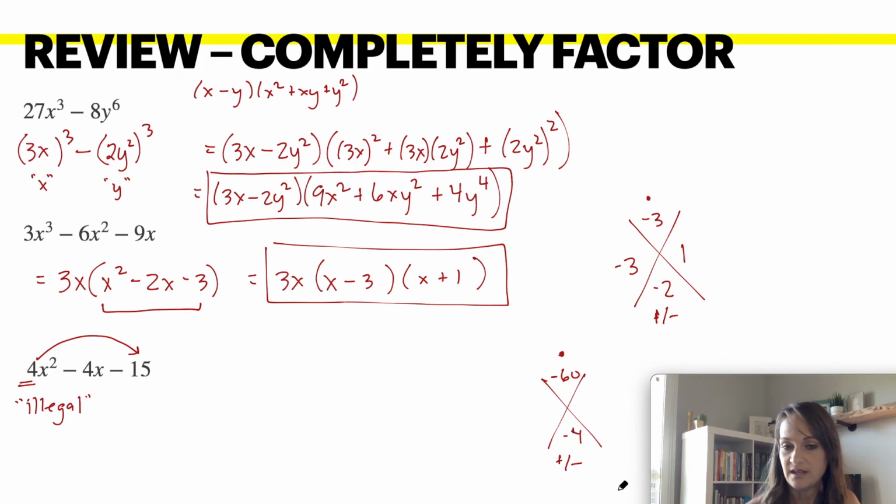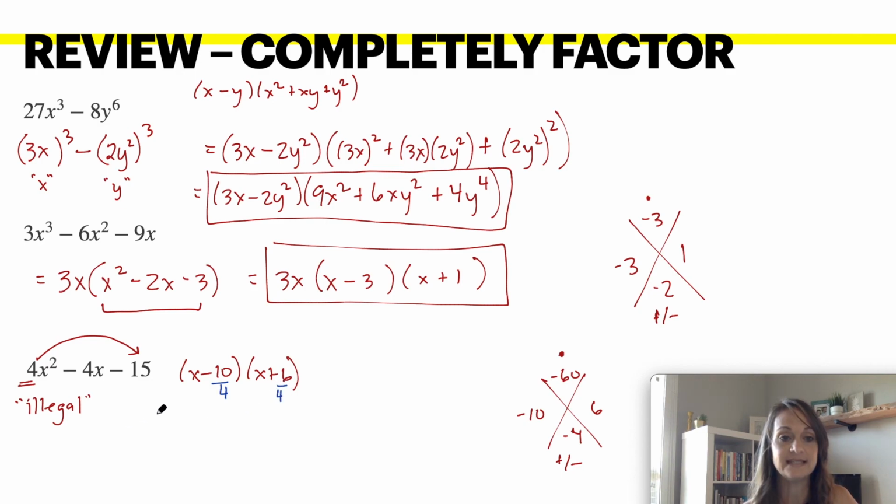The answer is, let's see, 10 and 6, because I can subtract one of them to get a negative 4. The 10 will need to be negative because I need a negative 4. So you will write the terms x minus 10, x plus 6, but there's one step left. Where we multiplied by 4 at the very beginning, we now have to divide by 4. So I'm going to divide this expression by 4, and I need to simplify.